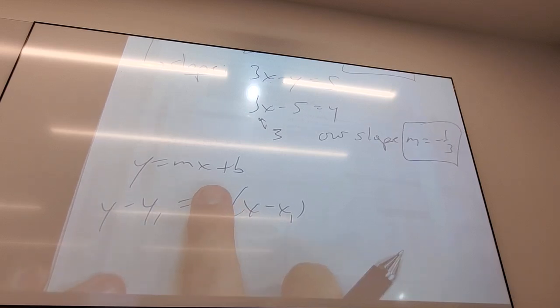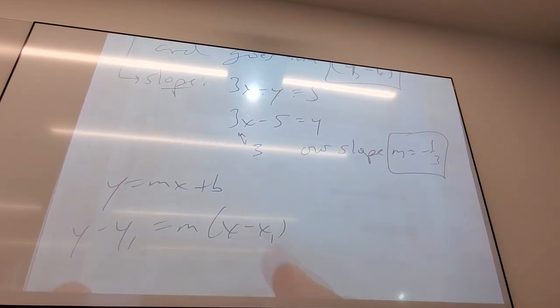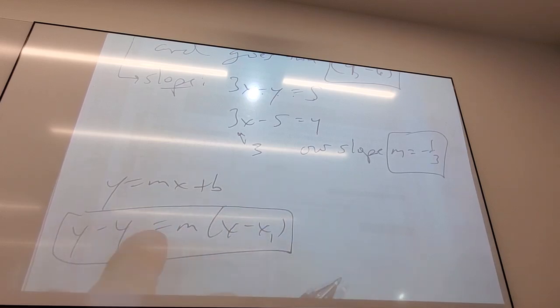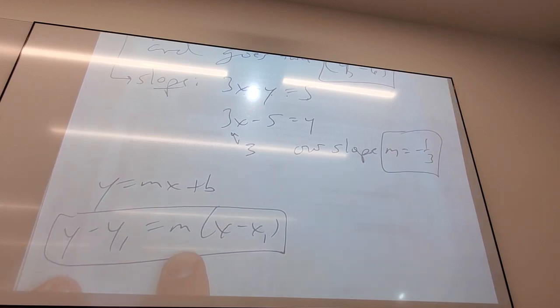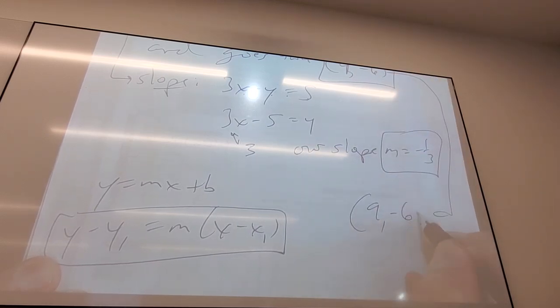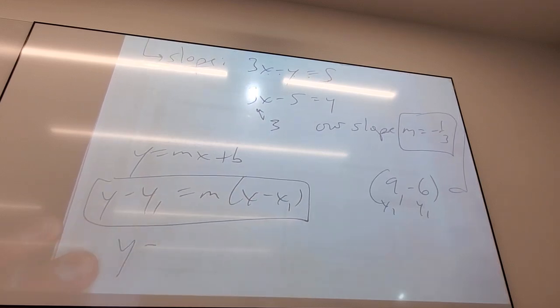So I don't care which way you do it. I really don't. I am going to force you to do it this way sometimes because this formula is very important every now and again throughout mathematics. So I want you to get a decent foundation in it. So let's do it this way first. Do we know m? Yes. Do I know x1, y1? Yes. So let's plug and chug. Y minus what?